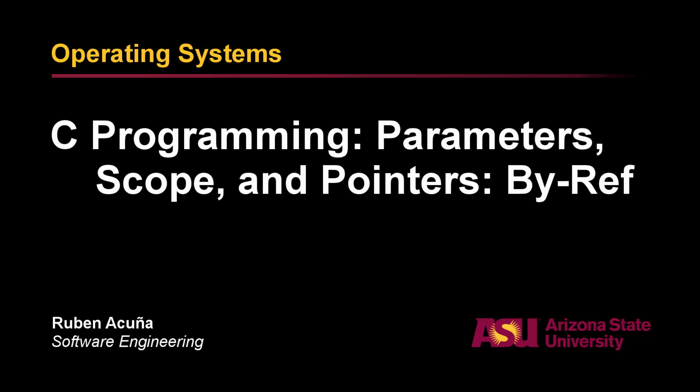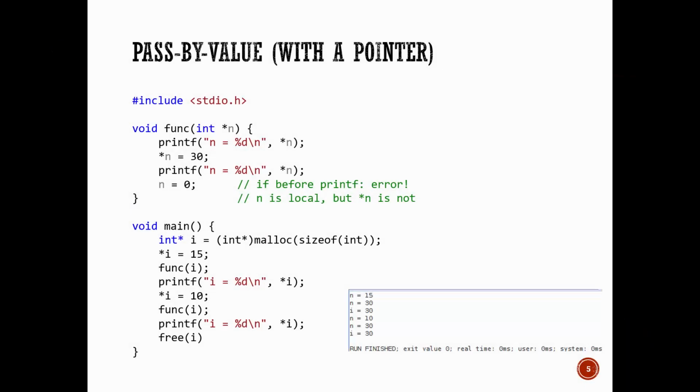So let's continue our discussion of how variables can be passed into functions. But this time we're going to take a look at what happens when we use a pointer. Now this is still going to be an example of pass by value, but we're going to have a little bit more flexibility in the things we can do.